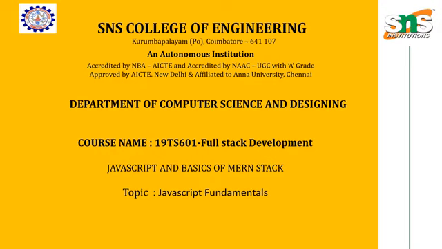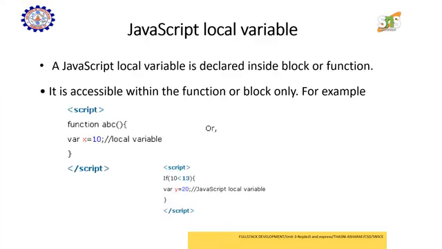To continue with the previous video, again we are here with the JavaScript fundamentals. And to go on with variables, we talk about variables here. So we are going to talk about two types of variables: JavaScript local variable and global variable. First, I'll tell you what a local variable is.